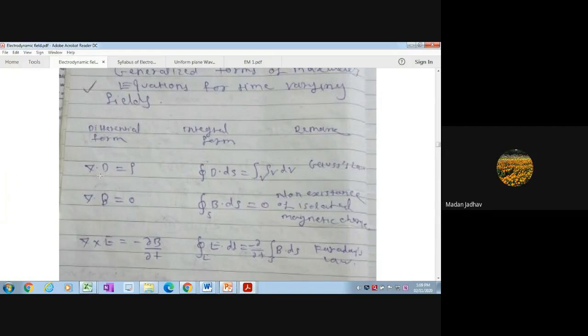Magnetic flux lines entering and leaving a closed surface mean that the net closed surface integral of B dot ds will be 0 for the magnetic flux density. Here B is also equal to mu into H, where B is the magnetic flux density and H is the magnetic field intensity. The magnetic flux density is directly proportional to the magnetic field intensity, which means that if H increases, the magnetic flux density also increases.